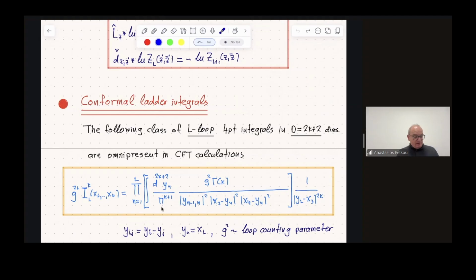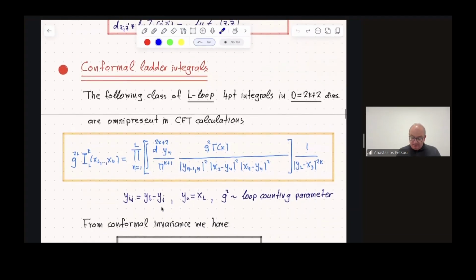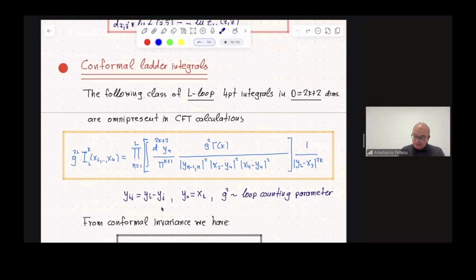Okay. Now, we wanted to have this notation because all we have done now will be translated, or perhaps better, mapped into a completely different story, which is the story of conformal ladder integrals. Let me again briefly go into this story, more briefly than I did until now. What are these integrals?